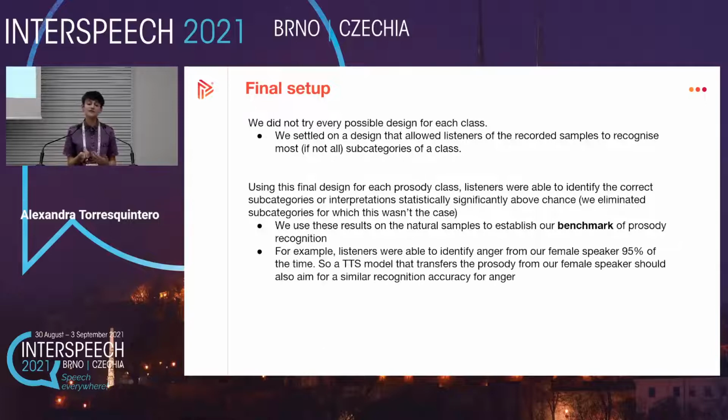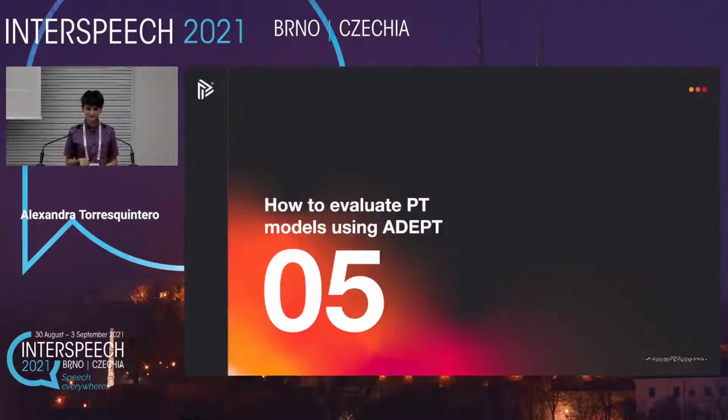which was our first goal before. So for example, on the natural samples, we found that listeners were able to identify anger from our female speaker 95% of the time. So we would hope that a TTS prosody transfer model that is transferring from our female speaker samples would ideally aim for a similar recognition accuracy for anger. So that's the general idea.